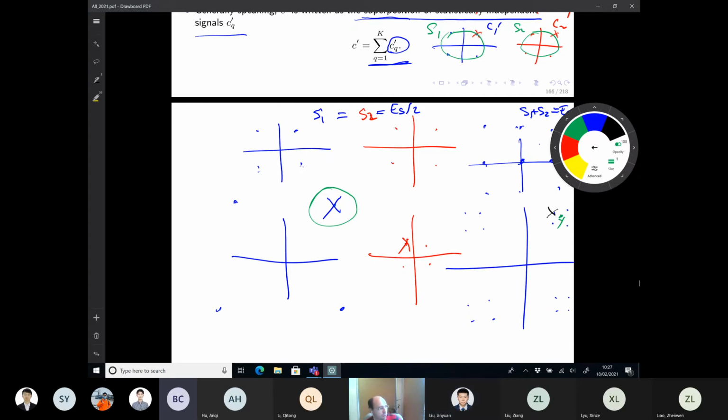Your total rate will be increased because you don't force yourself to have either user 1 or user 2 transmitting. You can allow 2 users to transmit at the same time. This does not always give you a performance gain, but in general, yes, the whole capacity region is larger, so you could achieve higher rates, right?